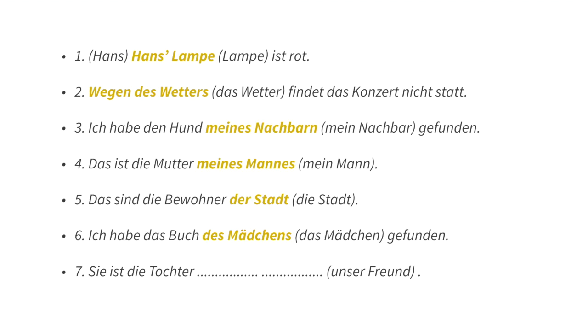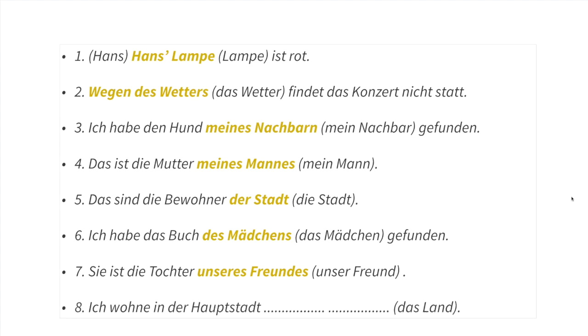Number 7. Sie ist die Tochter. In the parentheses we have unser Freund, unseres Freundes. Sie ist die Tochter unseres Freundes. And finally, number 8. Ich wohne in der Hauptstadt, das Land des Landes. Ich wohne in der Hauptstadt des Landes.